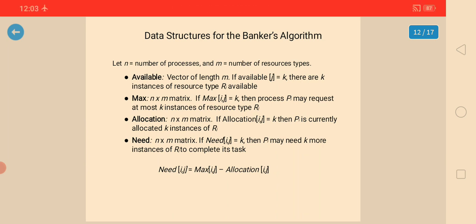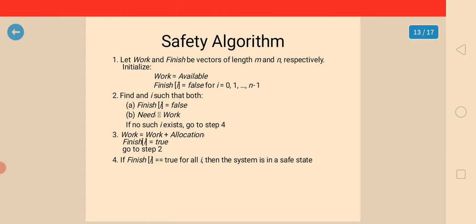Need is an n by m matrix. If Need[i][j] equals k, then Pi may need k more instances of Rj to complete its task. Need[i][j] equals Max[i][j] minus Allocation[i][j]. So when we find the need matrix, Need[i][j] equals Max[i][j] minus Allocation[i][j], and then we get the need of the executing process.